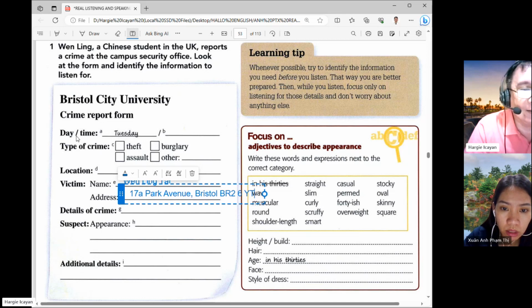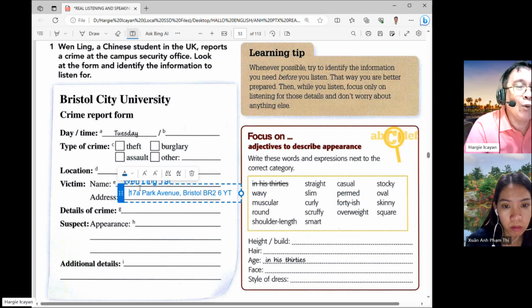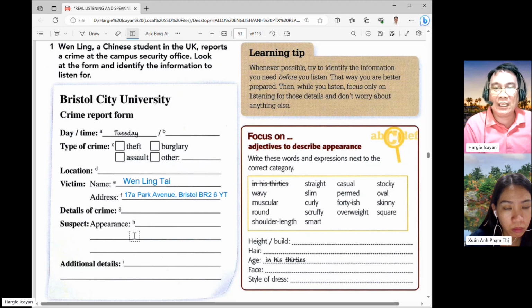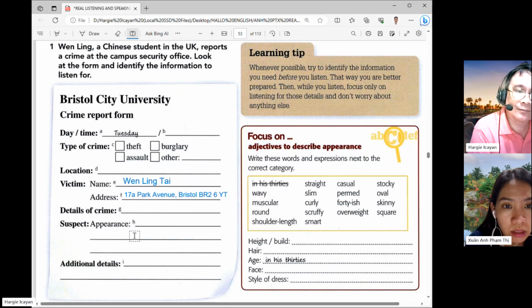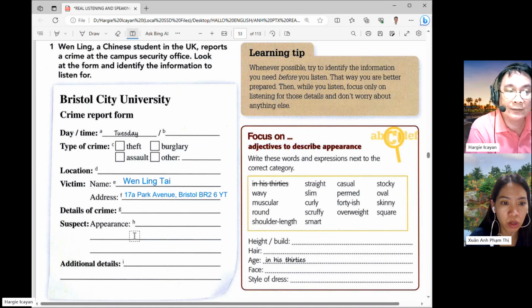The postcode is BR26YT. Okay, so that's her complete address, actually, right? So why is it important for Wenling to give her complete address? What do you think? Because when the security office wants to contact her. Yes, okay. They need to know her name and address. So that's the purpose.